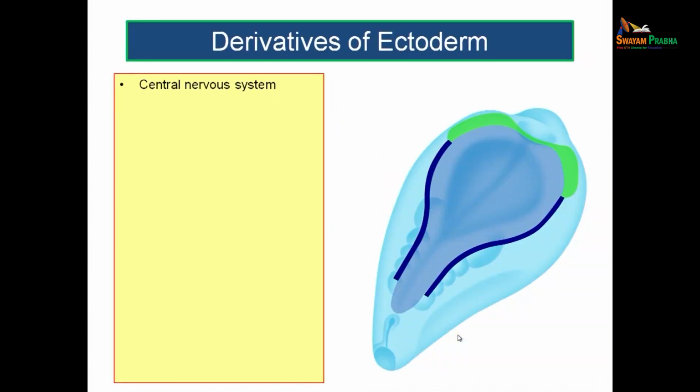We just mentioned the derivatives of mesoderm and the derivatives of ectoderm, like the surface ectoderm which we completed, and the neural ectoderm giving rise to the neural tube.